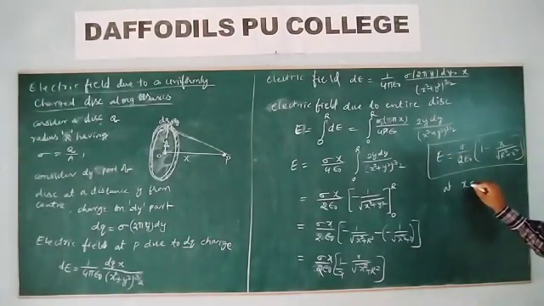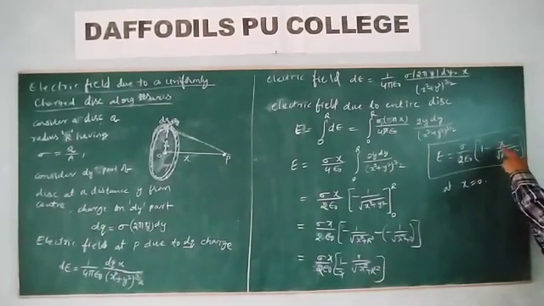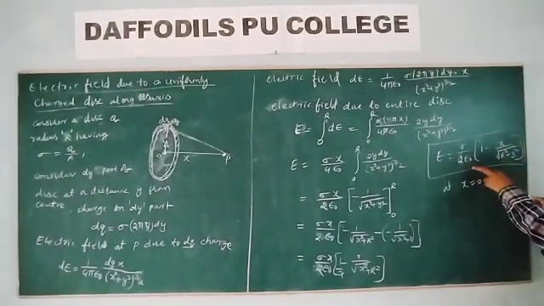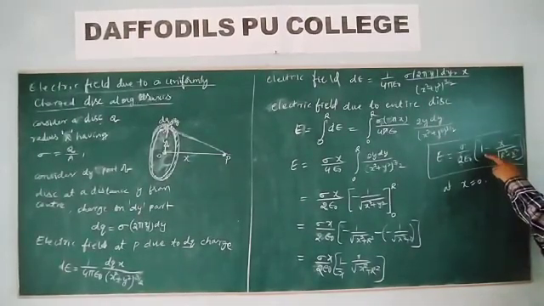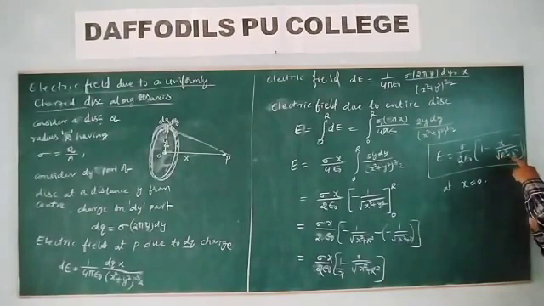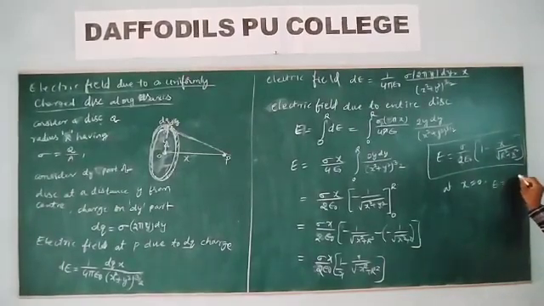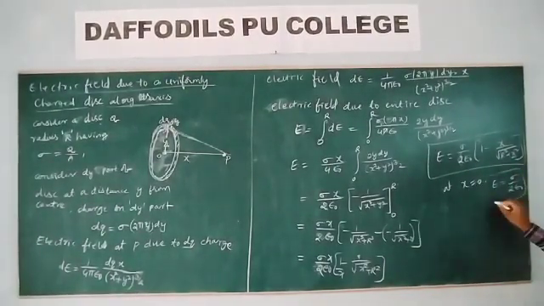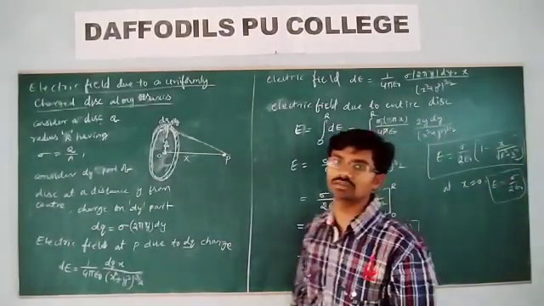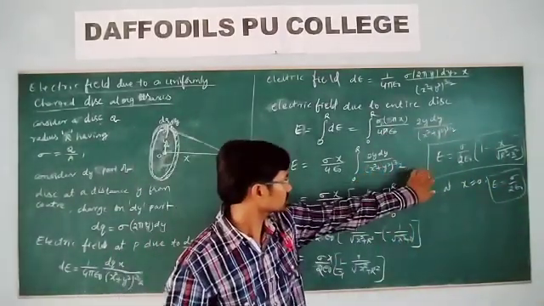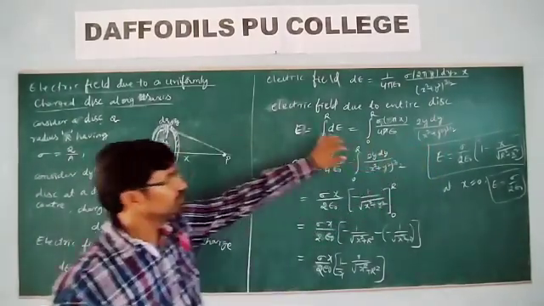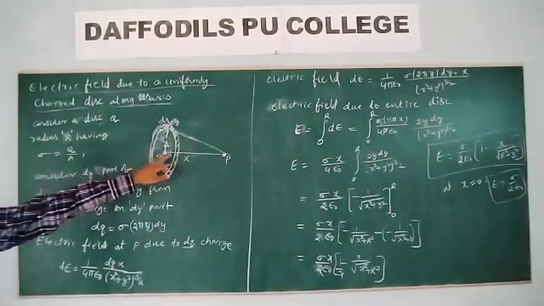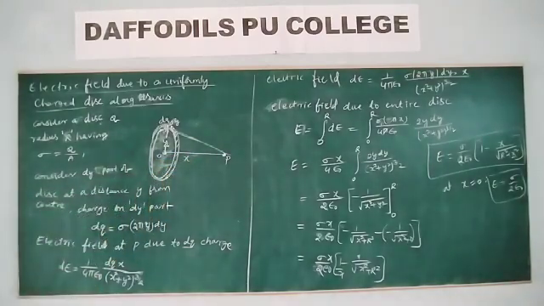Now at x is equal to 0, what is this one? x by root r at center. Sigma by 2 epsilon naught into 1 minus, at center x is equal to 0, here it is also x. This value is 0. Then E is equal to sigma by 2 epsilon naught. So this is the electric field due to a uniformly charged disk at a point P on its axis. So like this we can calculate the electric field due to any type of charged bodies.